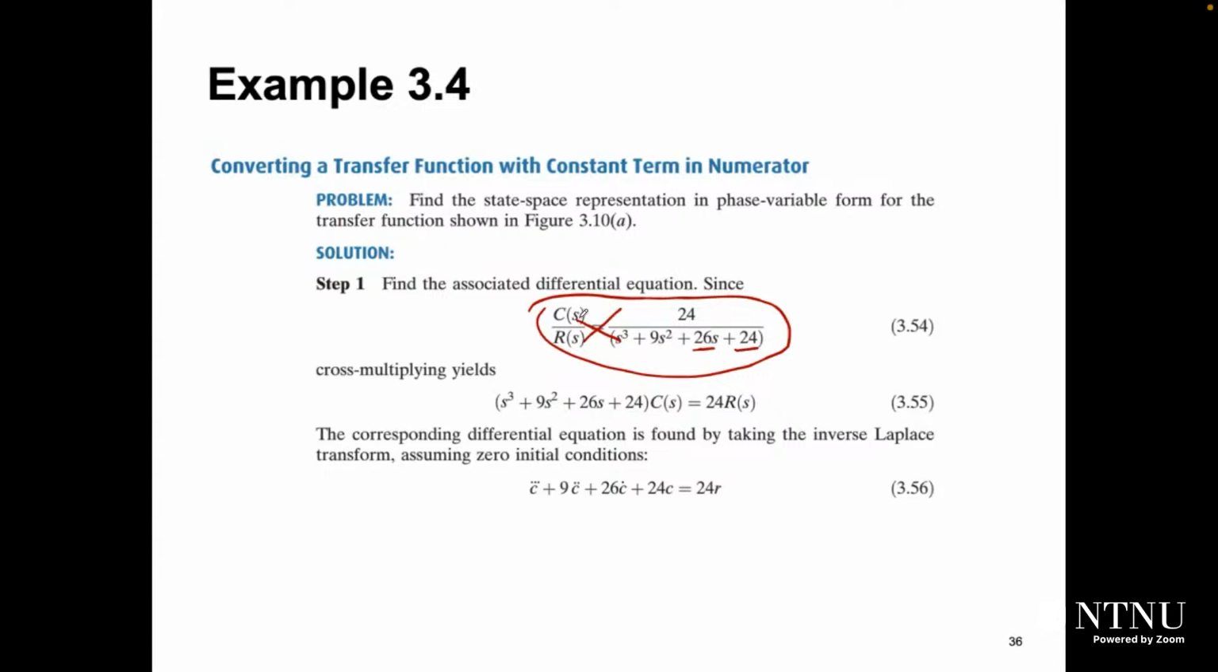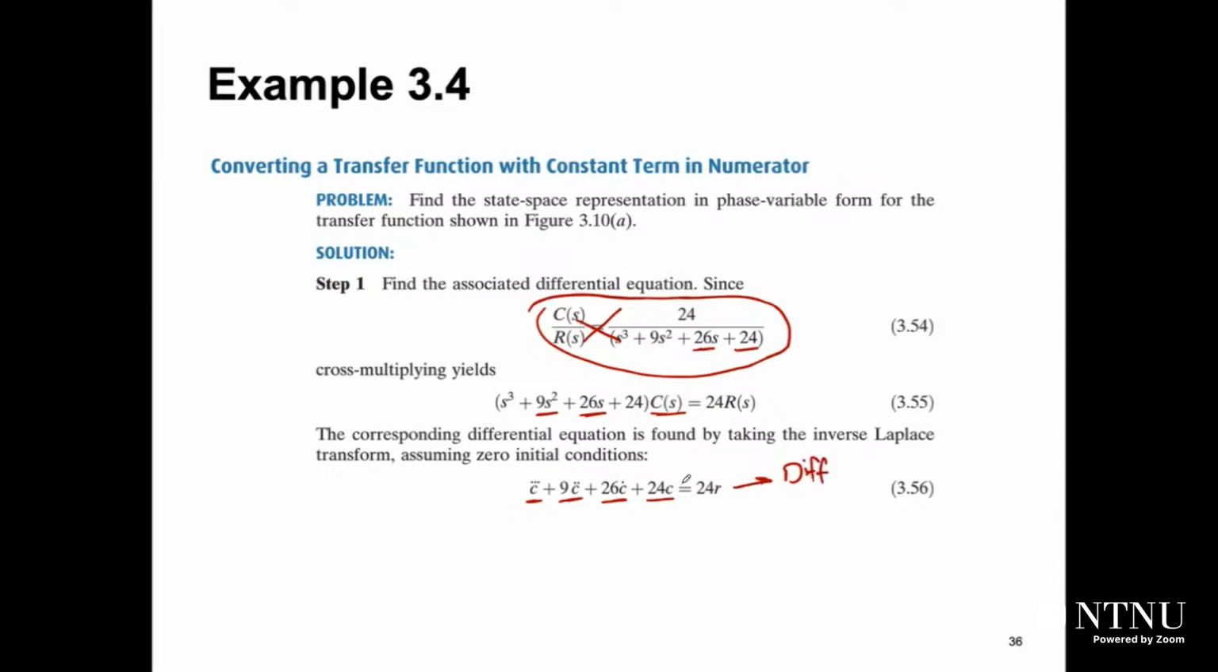Apply the inverse Laplace transform. The inverse Laplace transform of s cubed multiplied by C(s) will be c triple dot. 9s squared multiplied by C(s) will be 9c double dot. 26s multiplied by C(s) will be 26c dot. And finally, 24 times C(s) will be 24c, equal to 24r. So now we are converting it into the time domain, and this will be the differential equation.